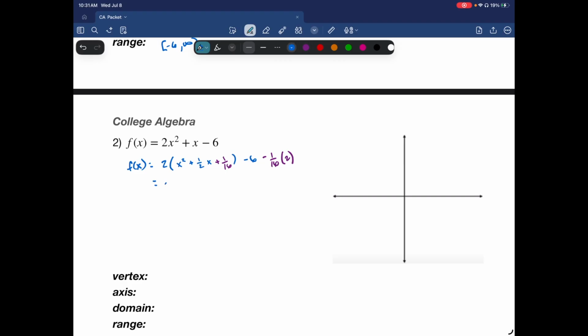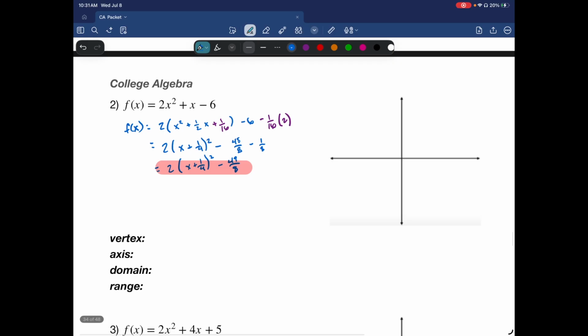So I got 2. When I factor this, it's going to be x plus 1/4 all squared minus, and then 2 times 1/16 is 1/8. And you can subtract that, so that'd be 48/8 for the 6. 6 is 48/8 minus 1/8. And so this is going to be 2 times x plus 1/4 all squared minus 49/8. Okay, so that's my equation.